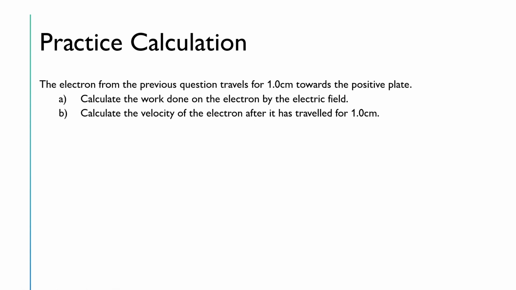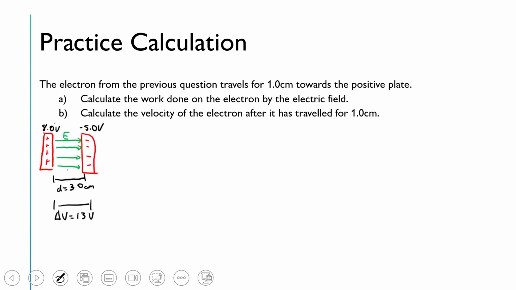The first thing I'm going to do is bring over our diagram to give us a little bit more perspective. In this scenario, we have our electron, and it's moved 1 centimeter towards the positive plate. From here, let's write up a data column to bring together all of the relevant information that we might need to complete these calculations.